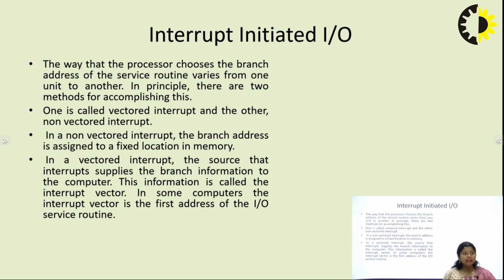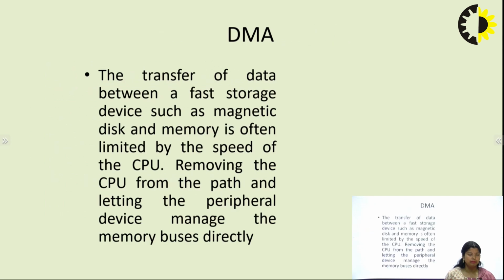In interrupt initiated IO, there are 2 types: the vectored interrupt and the non-vectored interrupt. In the vectored interrupt, the source that interrupts supplies the branch information to the computer, and this information is called the interrupt vector. In some computers, the interrupt vector is the first address of the IO service routine, and in the non-vectored interrupt, the branch address is assigned to a fixed location in memory.